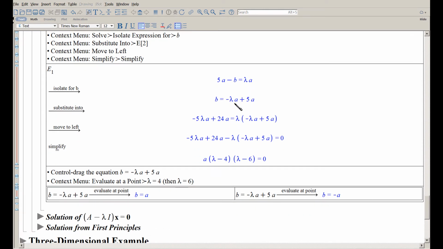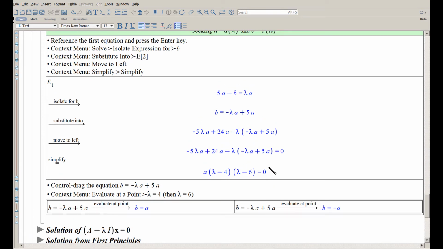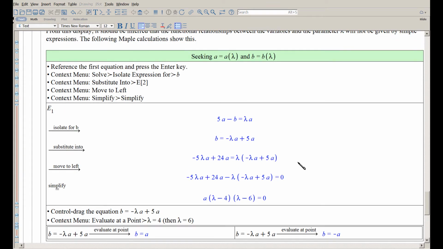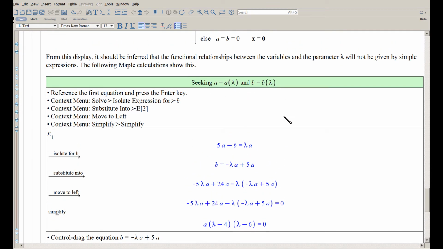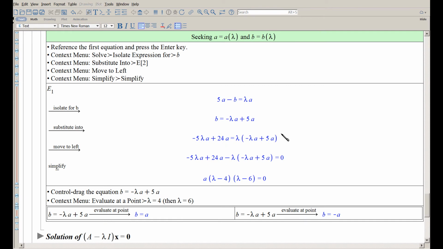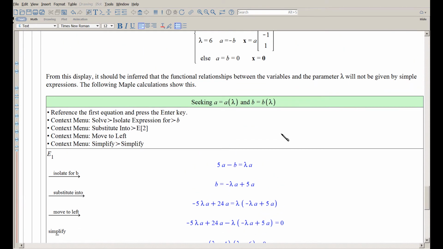So let's go back to this equation now. If you evaluate with lambda equals 4, well, you can see what's going to happen here. You're going to have negative 4 plus 5, B equals A. And if you evaluate with lambda equals 6, you're going to have negative 6 plus 5, you're going to have negative 1, so B is minus A. And so it is not going to be a simple task to obtain A equals A of lambda, B equals B of lambda, but these are the issues behind that set of equations.